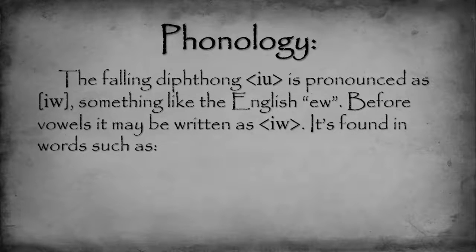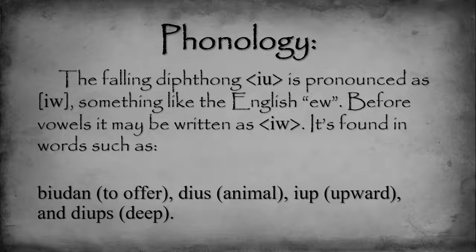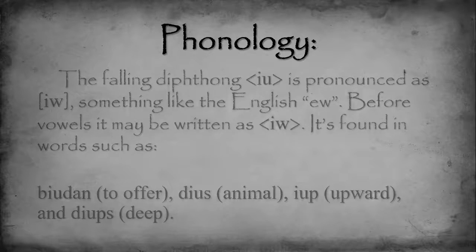The following diphthong IU is pronounced as ew, something like the English ew. Before vowels, it may be written as IW. It's found in words like biudan, meaning to offer, dius, meaning animal, iup, meaning upward, and diups, meaning deep.